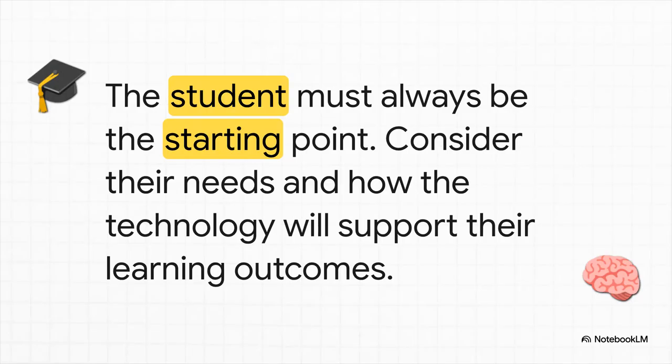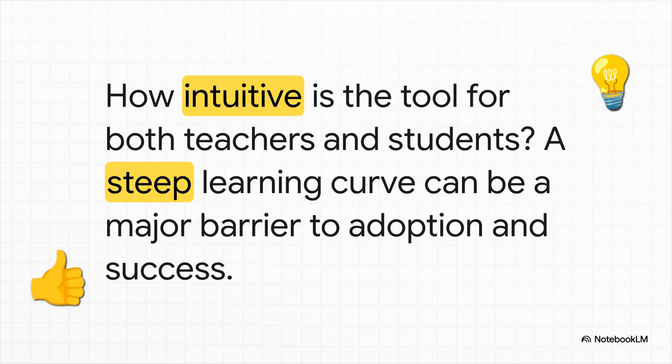First up, S is for students, and that's because they are always the starting point. Who are your learners? What do they actually need? And how is this specific piece of technology really going to help them learn better? Next, E stands for ease of use. I mean, how intuitive is the tool? Think about it. If teachers and students are fighting with the software just to get it to work, then any potential educational benefit is just gone, lost before you even start.